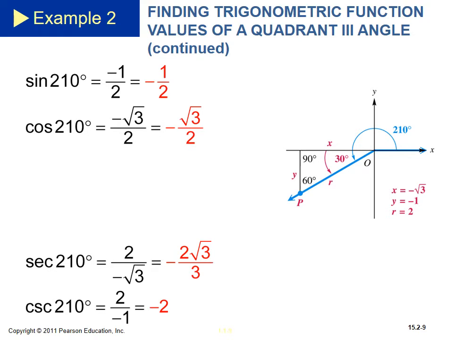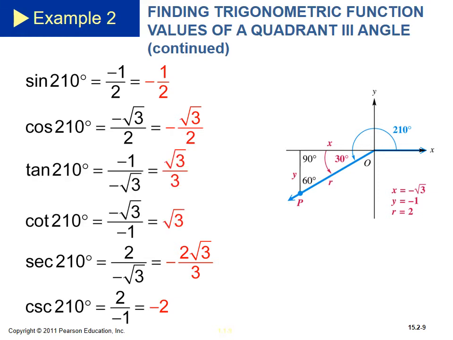Next we'll do cosine. Cosine is adjacent over hypotenuse. Well, the adjacent is negative square root of 3 and 2 is the hypotenuse, so it's negative square root of 3 over 2. The secant is always the reciprocal of the cosine. So we would be taking that, going 2 over the negative square root of 3, and then that's going to be negative 2 square root of 3 over 3, right? We have to rationalize the denominator.